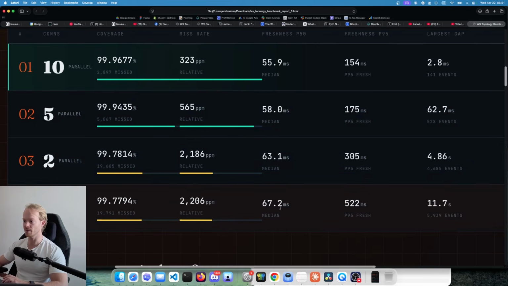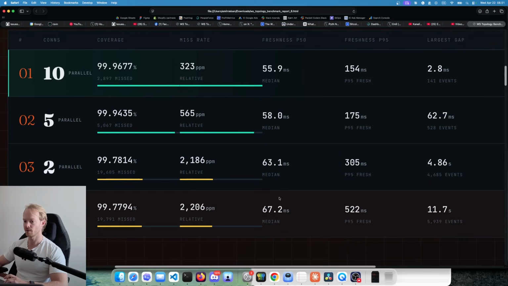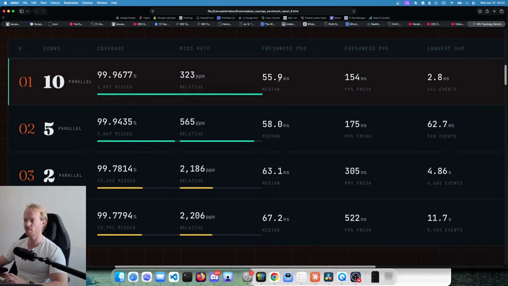You can see the median latency with one WebSocket is 67.2 milliseconds. Increasing that to 2 parallel connections, we dropped it to 63. Going from 2 to 5, we dropped it to 58 milliseconds, and then to 55.9 milliseconds. So going from one WebSocket at a median latency of 67 milliseconds, we dropped more than 10 milliseconds, which is substantial.